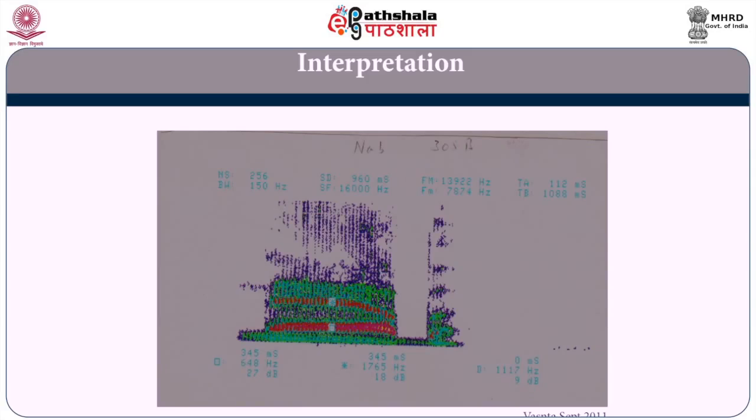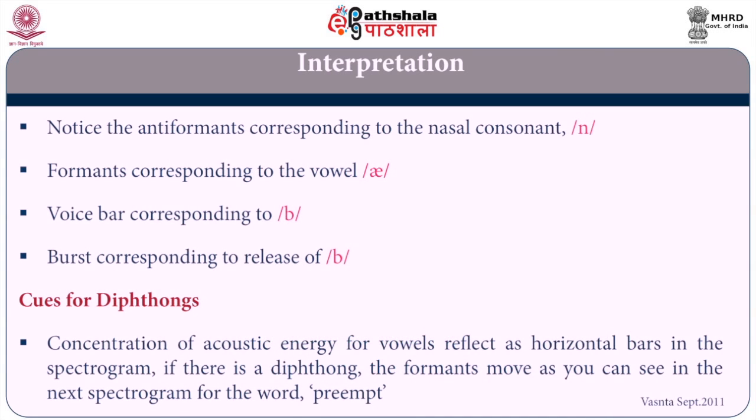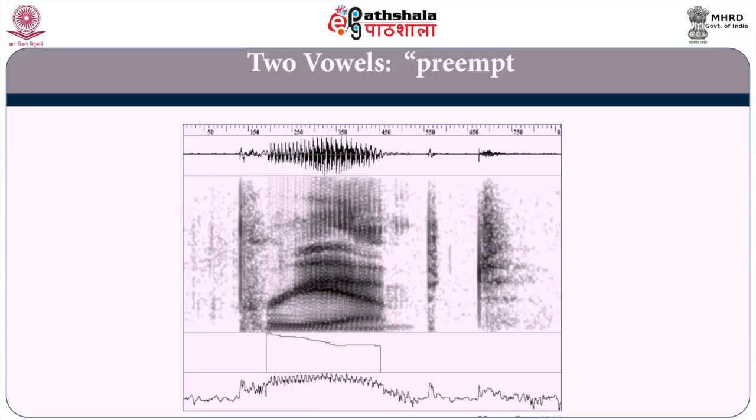But many of our words also have diphthongs. So what happens when we produce a diphthong? The concentration of acoustic energy for vowels is reflected as horizontal bars, which we are calling formants, right? But a diphthong is a changing quality of the vowel, so you see a movement in the formant. So the formants move when a word has a diphthong. For instance, a word like preempt. You see the spectrogram next. You see the formant is moving.